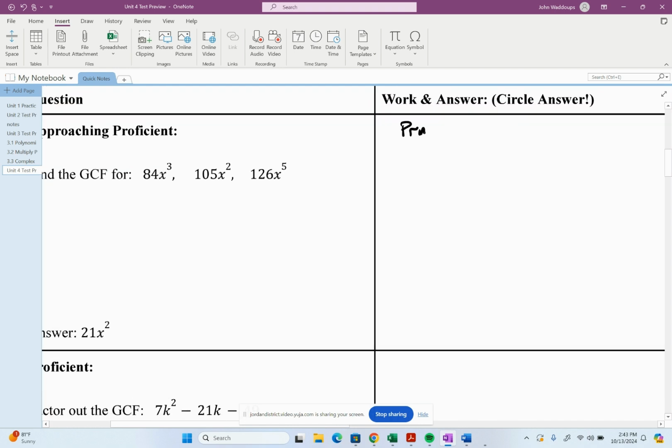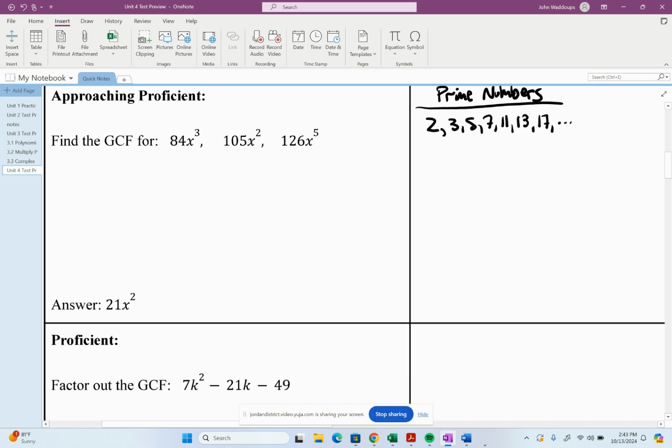Just as a reminder, prime numbers are ones that have exactly two factors. They include the numbers 2, 3, 5, 7, not 9, 11, 13, not 15, but 17, and so on. We're going to look at just the numbers first. We'll talk about the variables in just a second.